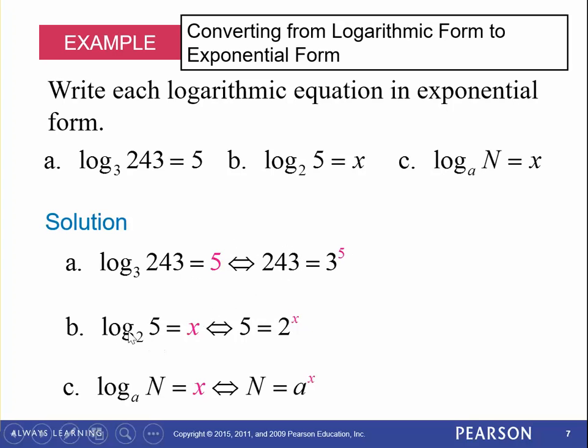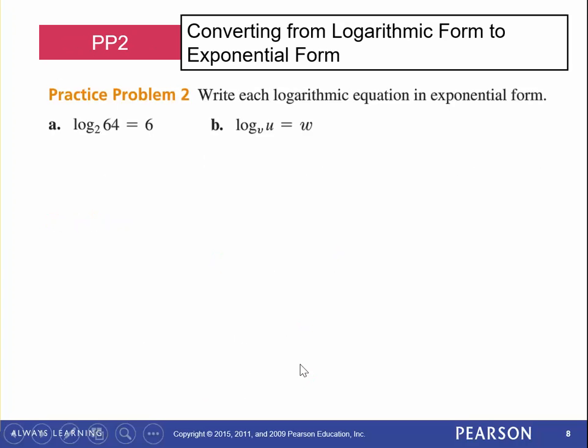And again, log base 2 of 5 is equal to x. Therefore, the 5 is equal to the base of 2, with x going in the exponent. All variables here: log base a of n is equal to x. In this case, n, the number itself, is equal to the base of a to the exponent of x. Alright, of course, your job.